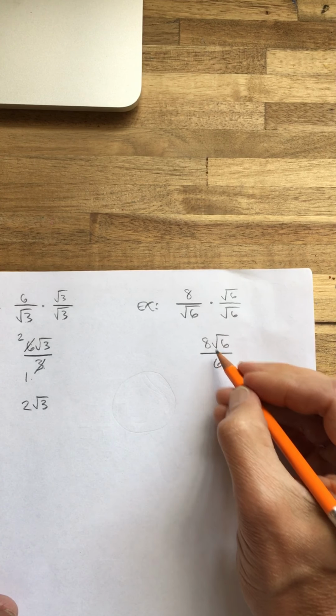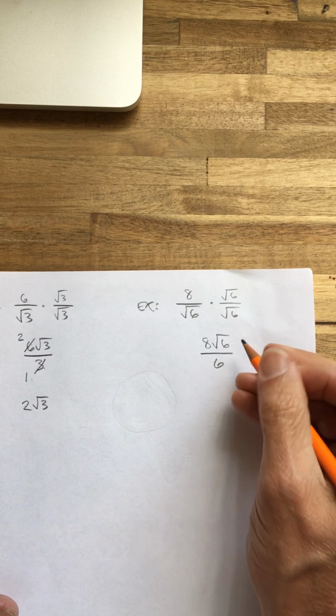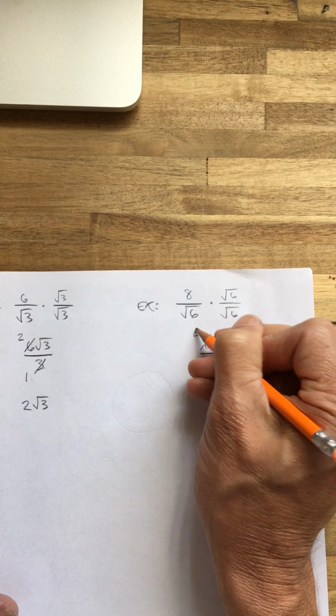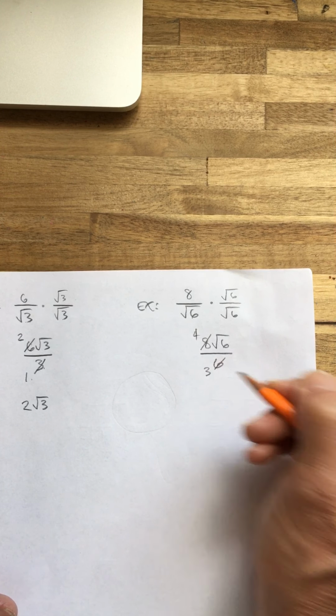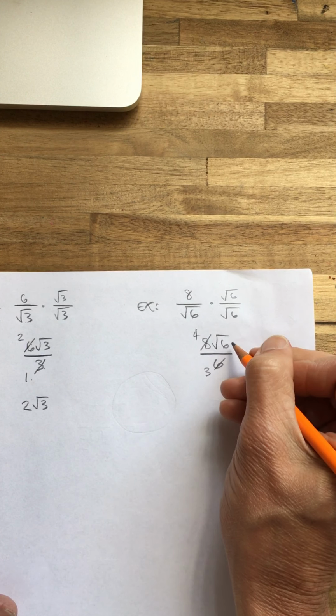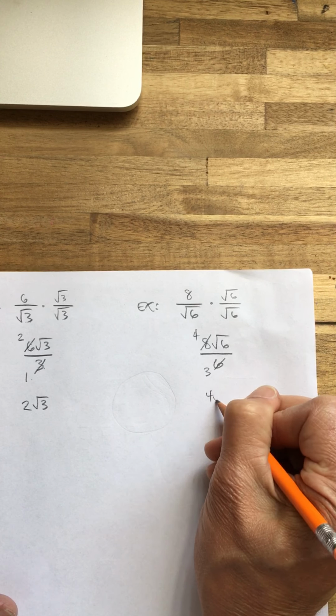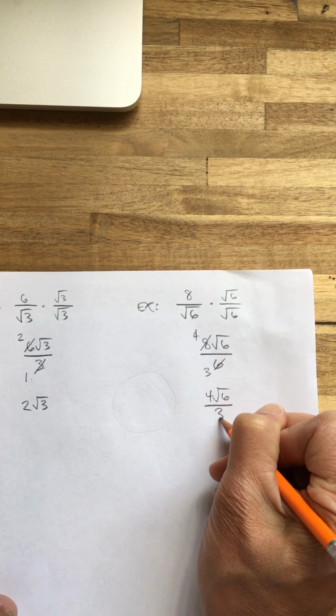All right, what does 8 and 6 have in common? They're both divisible by 2. 8 divided by 2 is 4. 6 divided by 2 is 3. My simplified fraction is 4 square root 6 divided by 3.